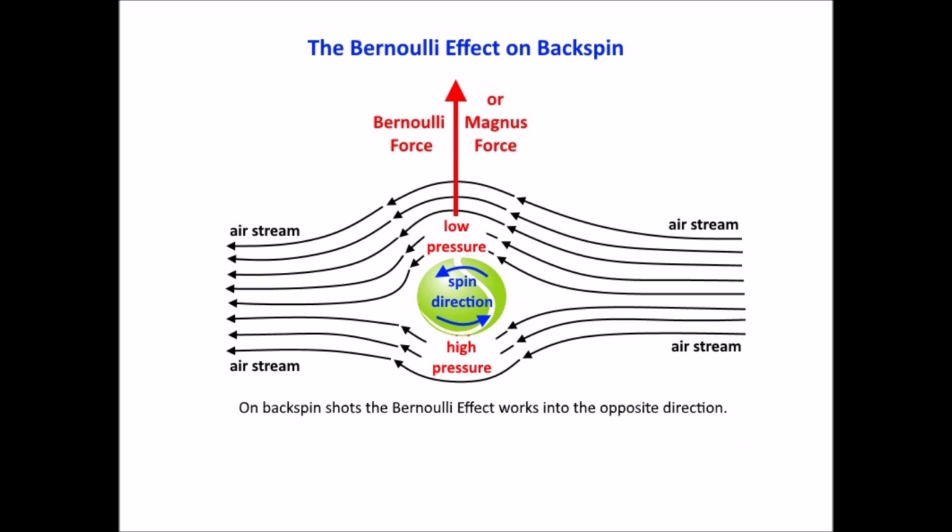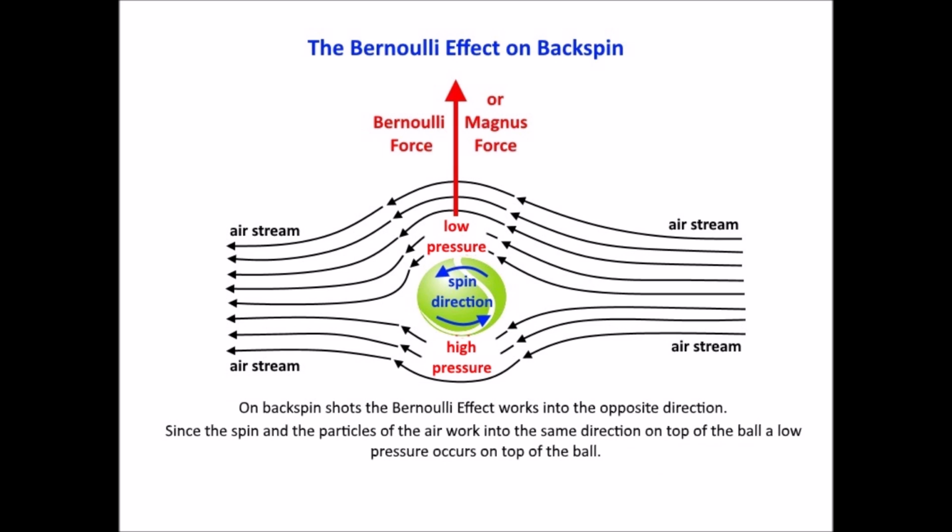On backspin shots, the Bernoulli effect works into the opposite direction. Since the spin and the particles of the air work into the same direction on top of the ball, a low pressure occurs on top of the ball. This low pressure results in a force pulling the ball up, into the opposite direction to the force of gravity, and it makes the ball sail through the air.